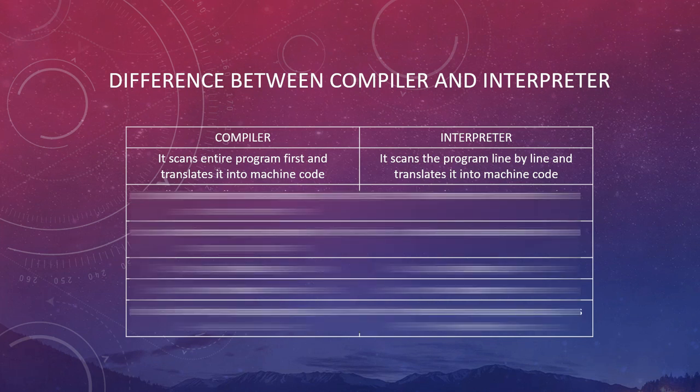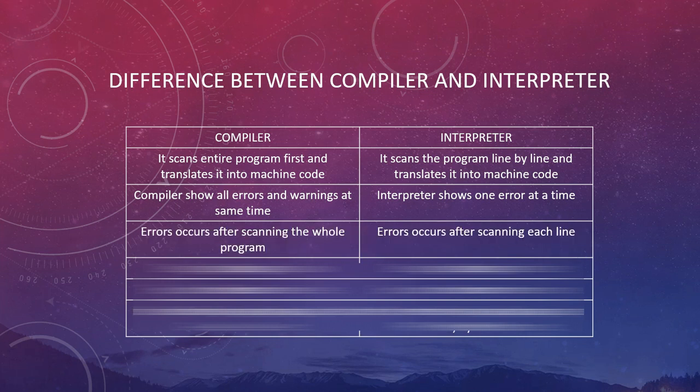Compiler: it scans the entire program first and translates it into machine code. Interpreter: it scans the program line by line and translates it into machine code. Compiler shows all errors and warnings at the same time. Interpreter shows one error at a time. For a compiler, errors occur after scanning the whole program. For an interpreter, errors occur after scanning each line.